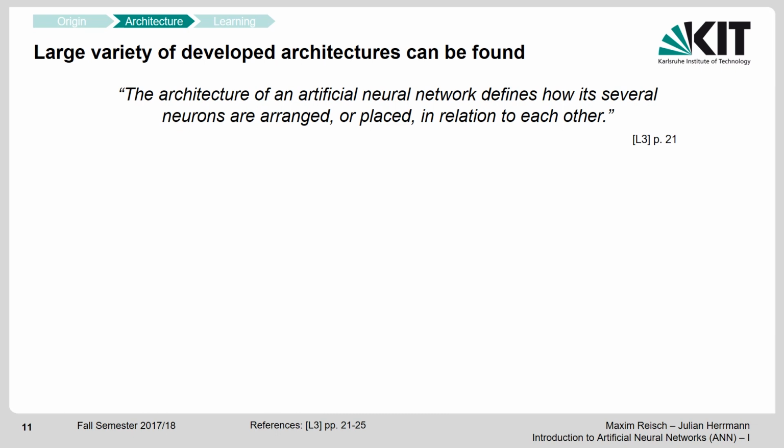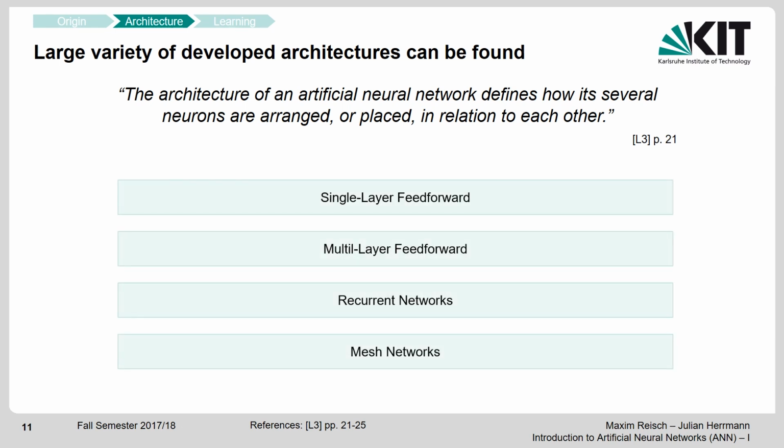The architecture of an artificial neural network defines how its several neurons are arranged or placed in relation to each other. However, there's a large number of different architectures out there, and here you can see just the most common types. Due to the limited time, we will only focus on the two most basic architectures, which are the single-layer feed-forward network and the multi-layer feed-forward network. So let's get started with the single-layer feed-forward network.